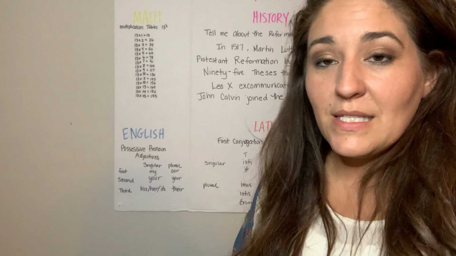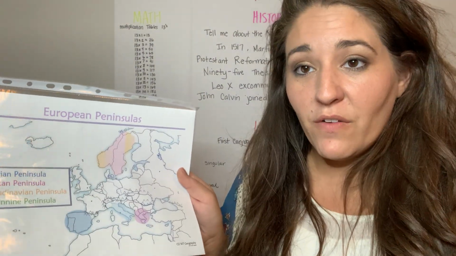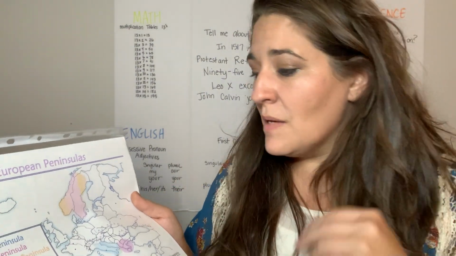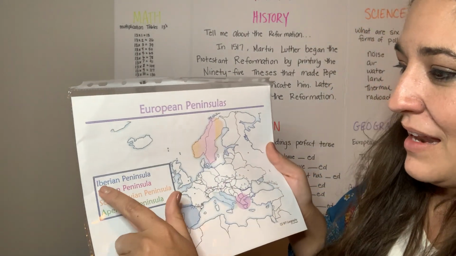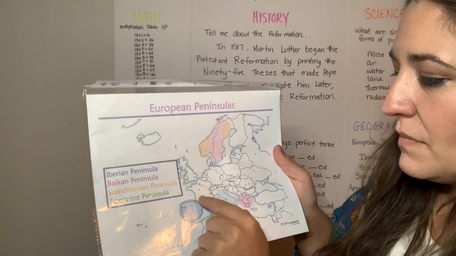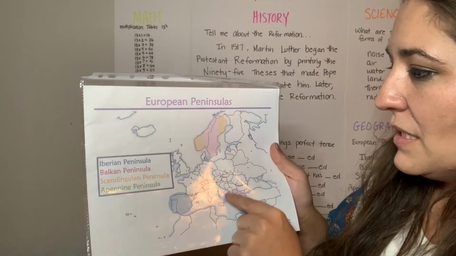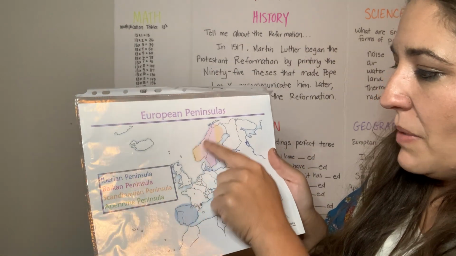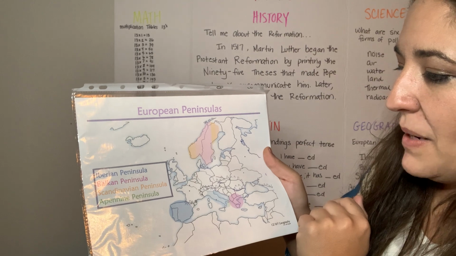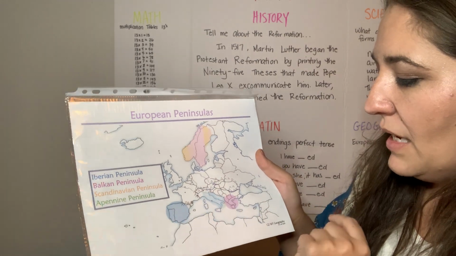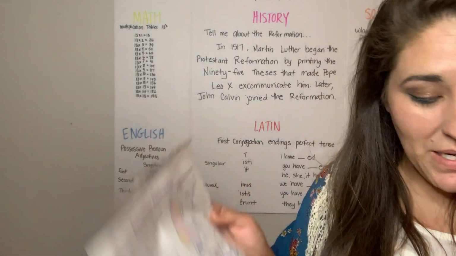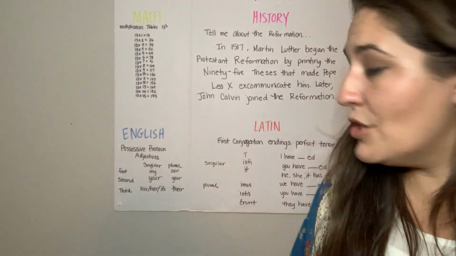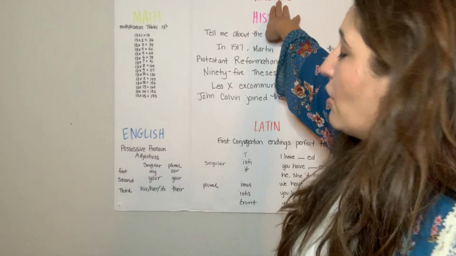And then we sat down, we had our maps in front of us, and we had raisins and put them around like ants, and we had Iberian Peninsula right here, Balkan Peninsula, Scandinavian Peninsula, and then Apennine Peninsula right here in Italy, the boot. Looks like a little boot. So that was European peninsulas, and our last thing is timeline.